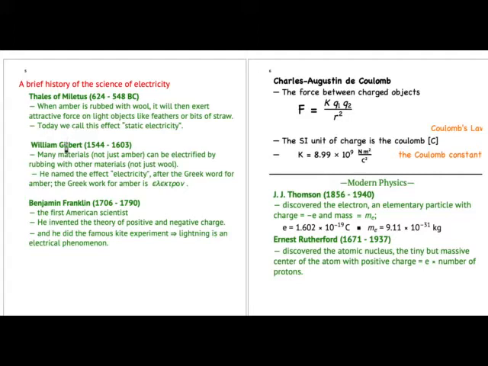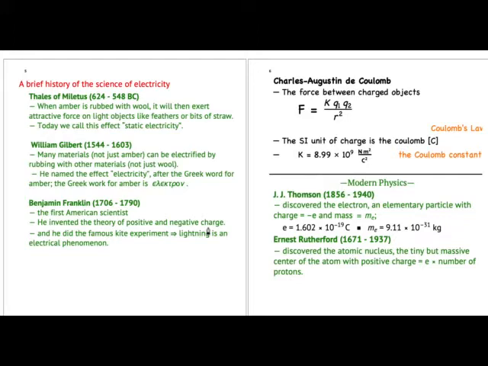Now, moving forward a little more, the first American scientist was Benjamin Franklin. He lived 1706 to 1790. Naturally, he lived at the time of the American Revolution. He was very much involved in the American Revolution. So he lived at the same time as Coulomb. And Franklin invented the theory of positive and negative charge.